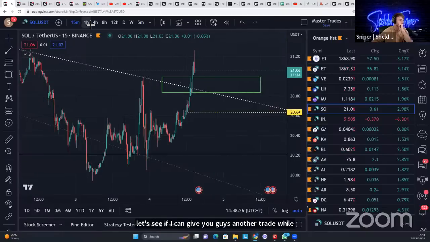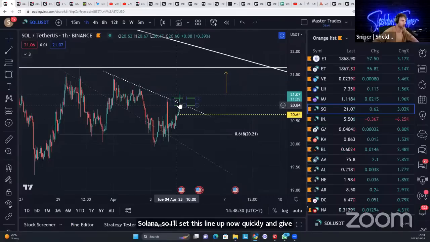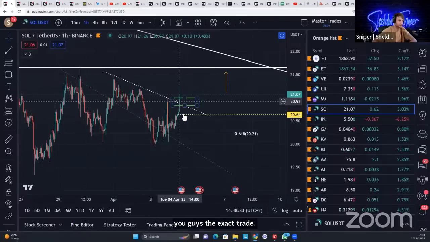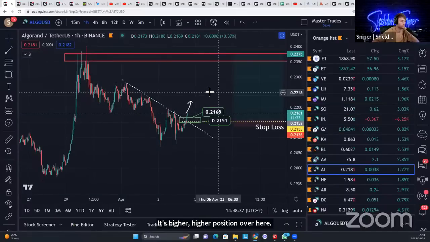Solana. So I'll set the Solana trade up now quickly and give you guys the exact trade. Remember, this one's 3x to 5x. Don't go more. It's a higher position over here. But let's quickly go through the algo one. So the algo's on point at the moment.